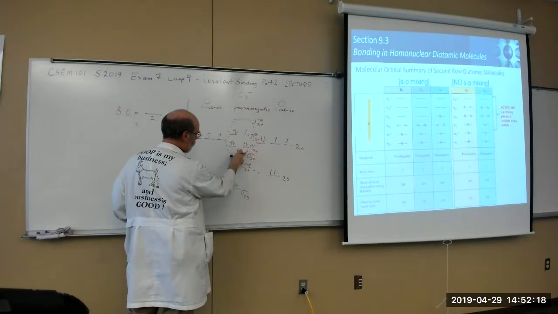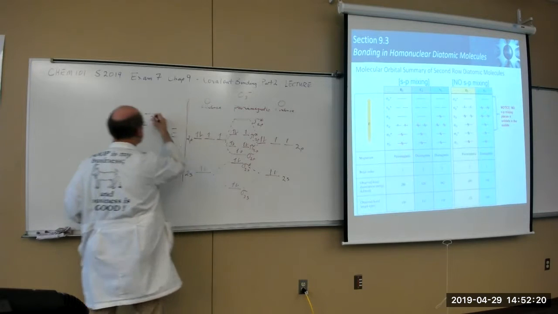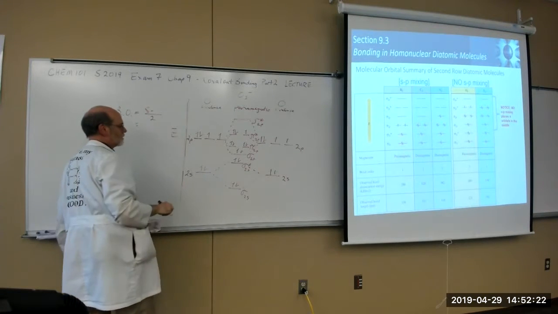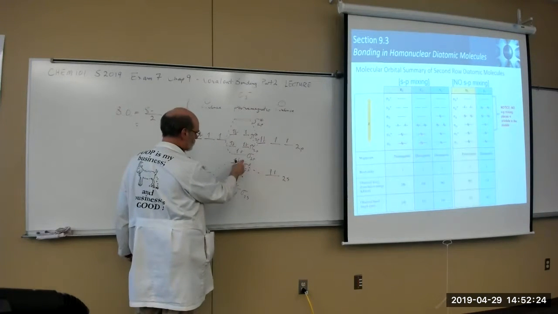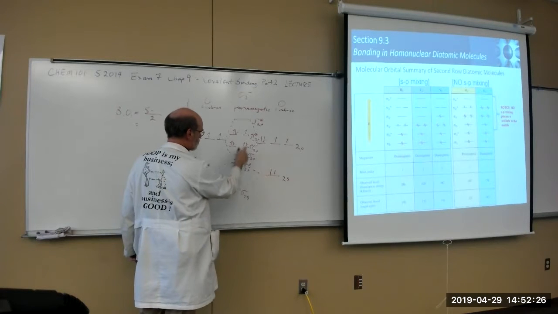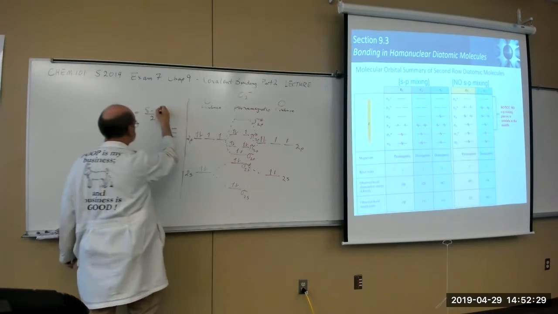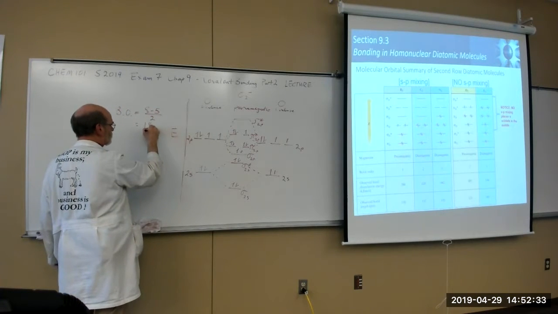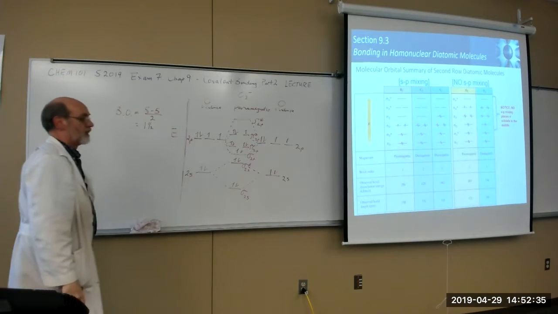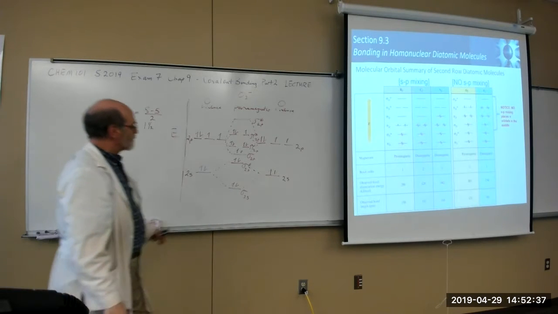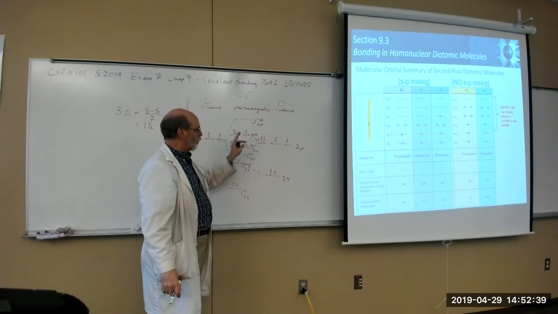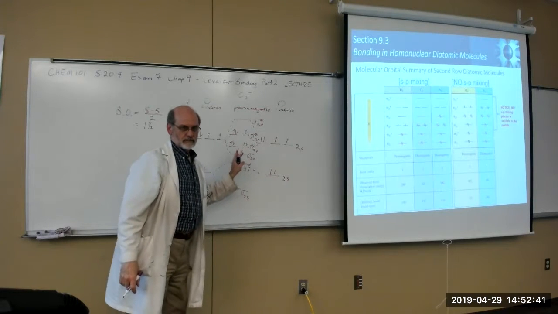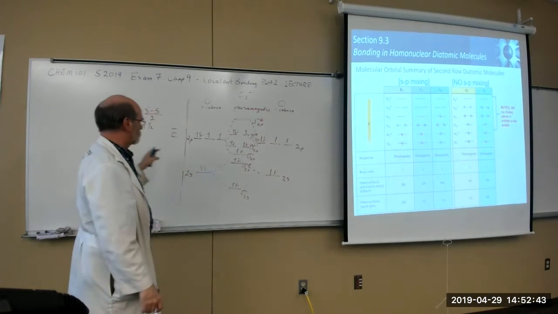2, 4, 6, 8. That didn't change. Antibonding, 2, 3, 4, 5. So that's 3 divided by 2, which is 1.5. So the bond order is 1.5, not 2, which means by adding an electron, we have weakened this molecule. The bond is weaker.